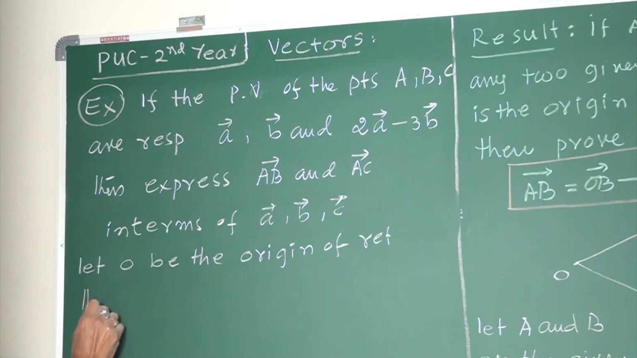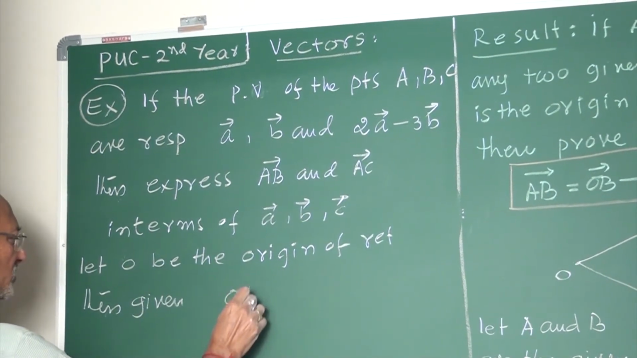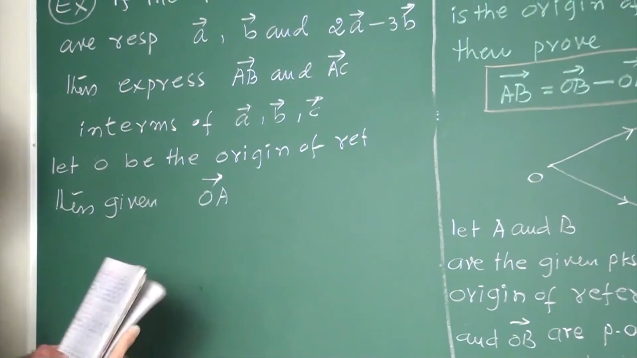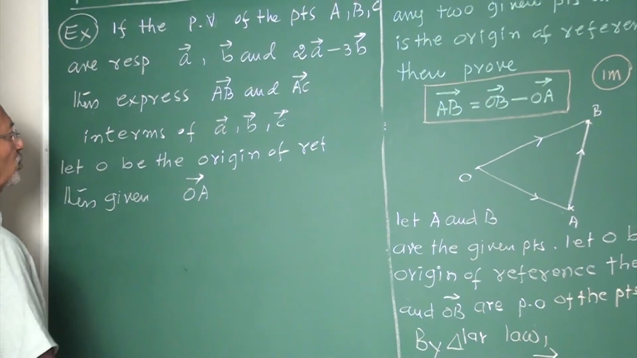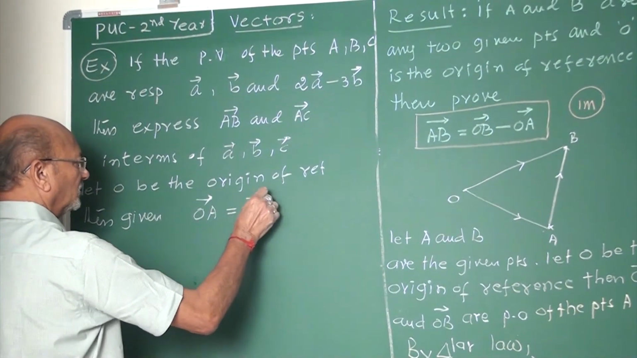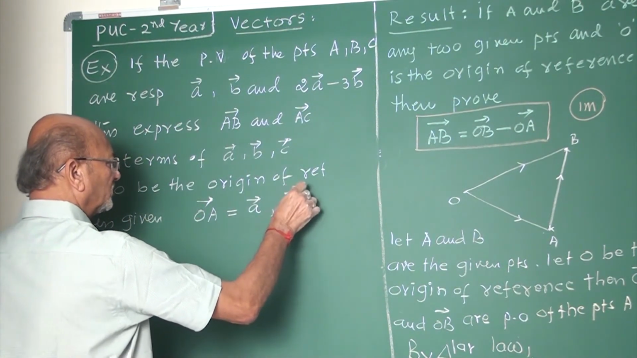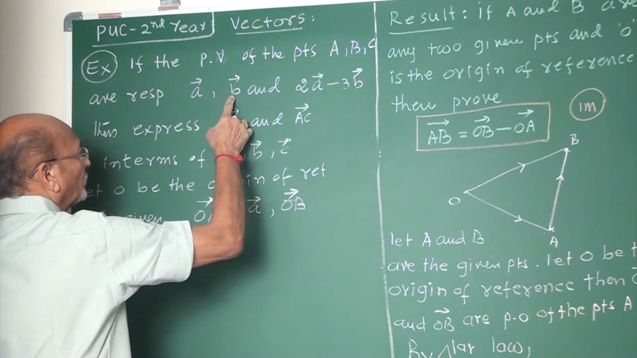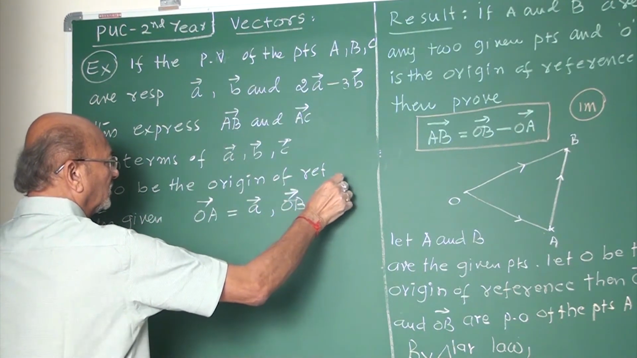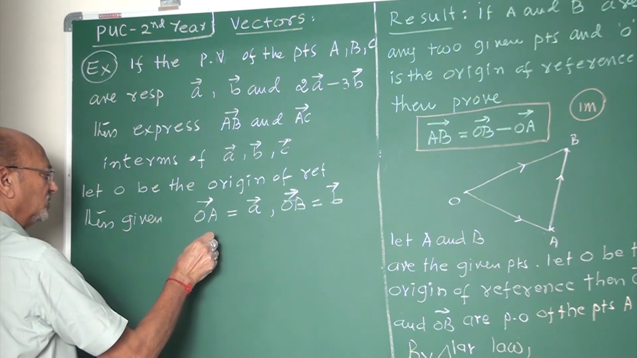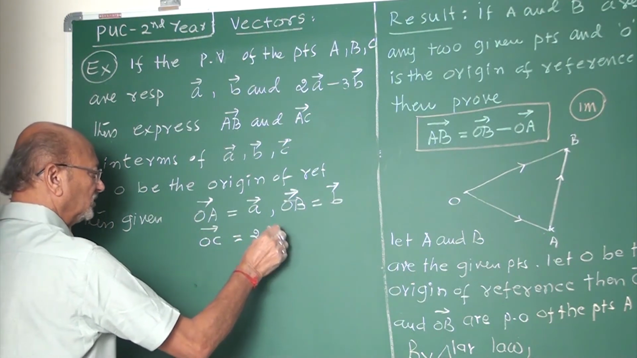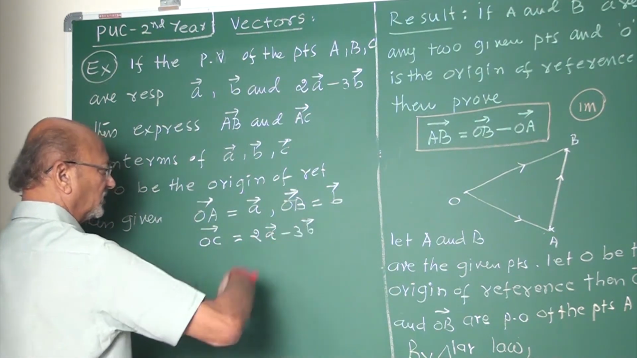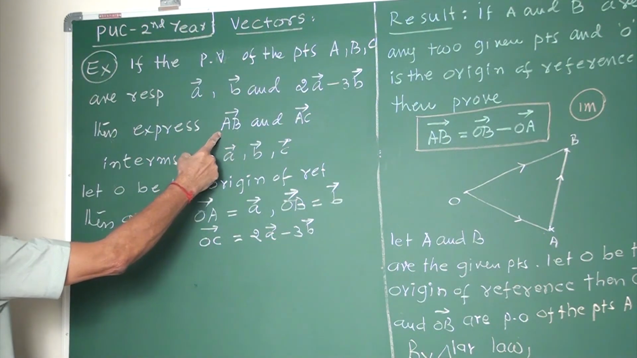Then given, position vector of the point A. What is the position vector of the point A? It is OA, equal to vector A. Then OB is given. Position vector of the second point OB is vector B. And position vector of C, OC, is given as 2 times vector A minus 3 times vector B. Then you wanted AB in terms of A, B, C.